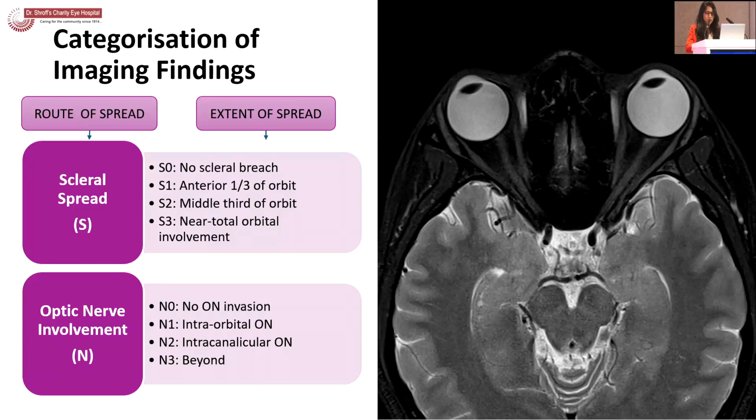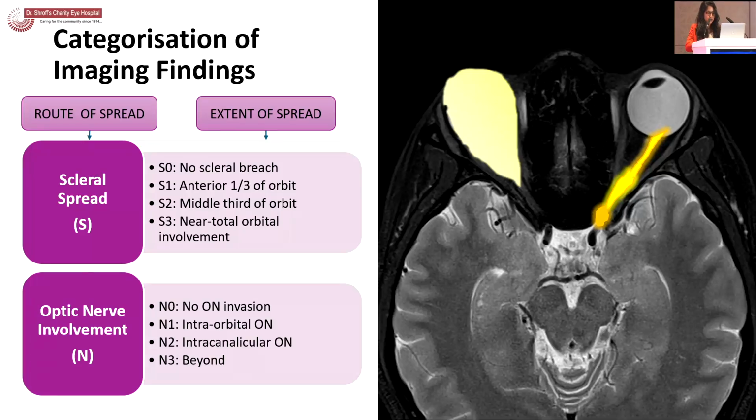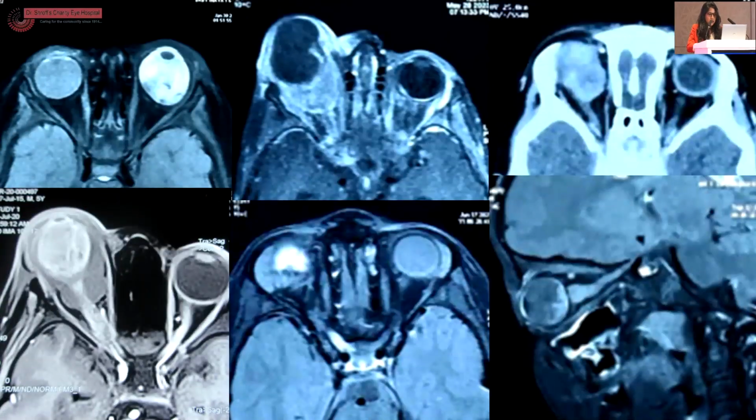0 depicts nil involvement via the said route. S1, 2, and 3 depict involvement of tumor up to the anterior one-third, middle third, and near-total orbital involvement. In tumors involving optic nerve invasion, N1 was intraorbital involvement, N2 depicted involvement up to the intracanalicular optic nerve, and N3 was extent beyond the intracanalicular part. These are some of the scans with their respective S and N extents. The findings varied from isolated scleral breach and isolated optic nerve thickening to various permutations of combined involvement.